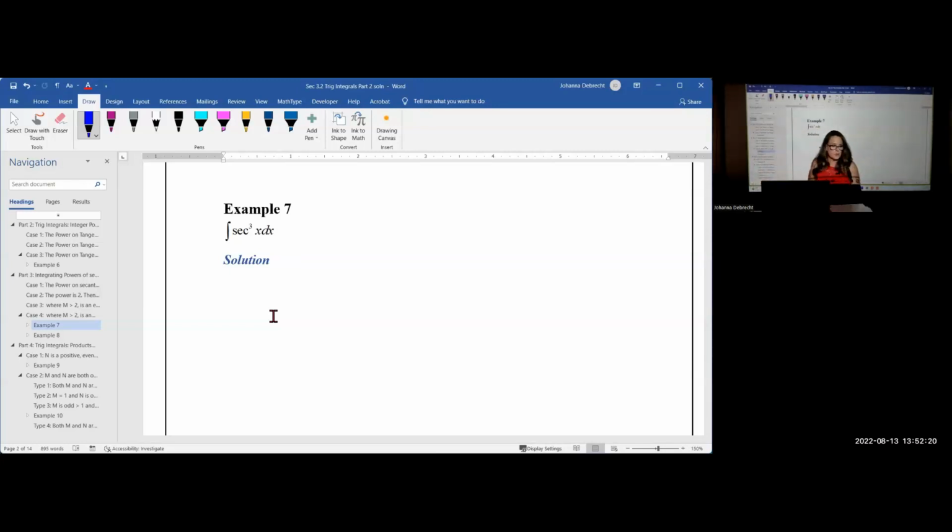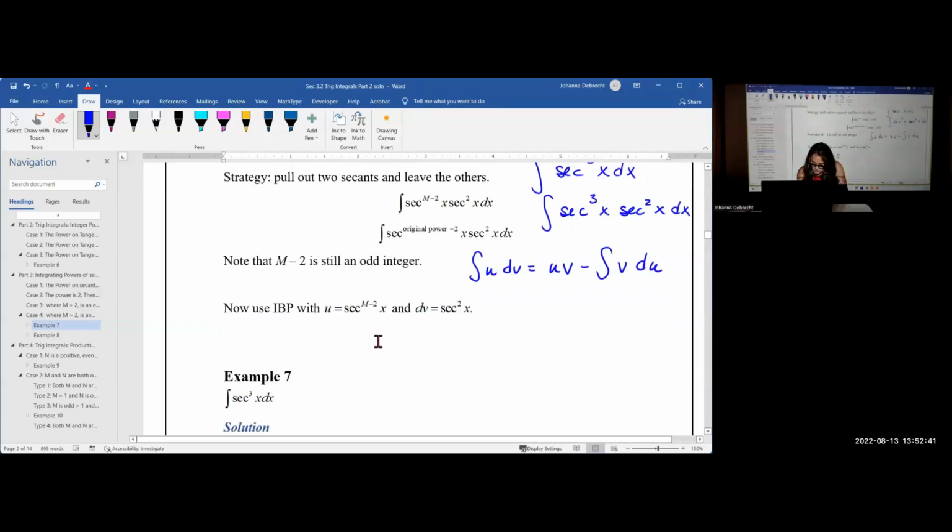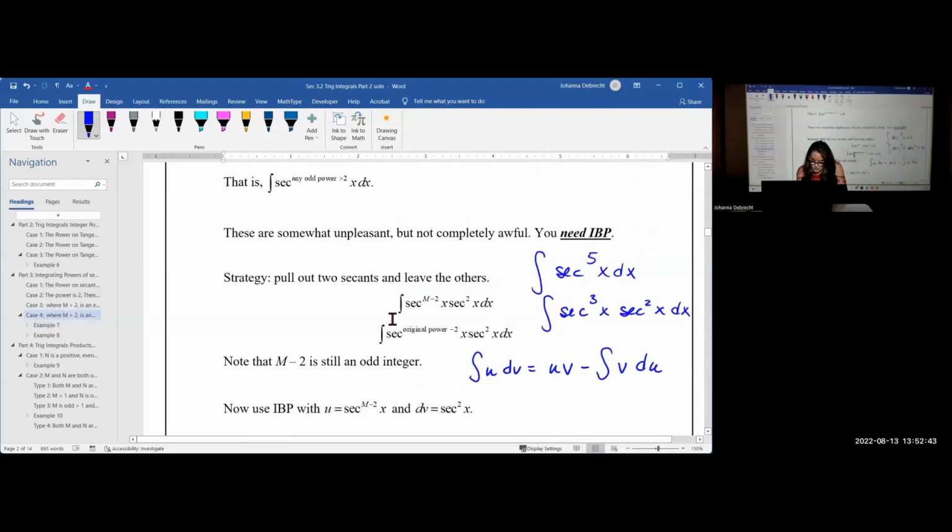So what are we going to do in order to integrate this one? What we need to do is pull off 2. I'm trying to figure out where I am in my notes. I must have moved my notes around a little bit. I'll find it. So I'm going to pull off 2, all right? So that was the strategy: pull out 2 secants and leave the others. Now let's see what that gives.